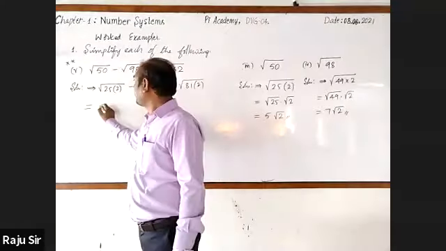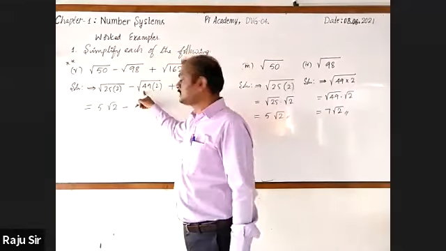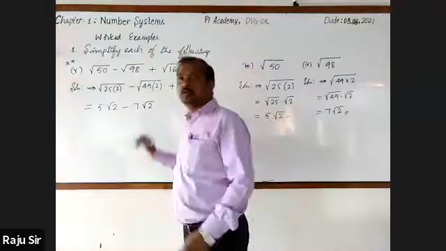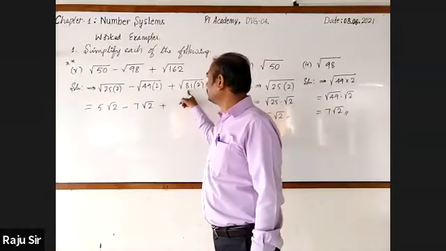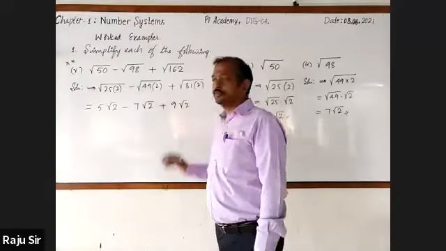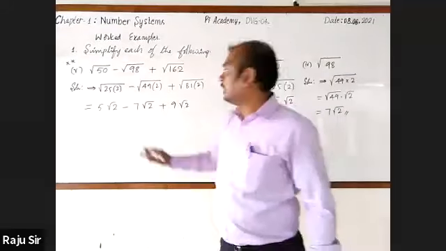Shreya, what is the square root of 25? 5, sir. 5 into root 2. Shreya, continue. Square root of 49? 7 into root 2. Then continue. Square root of 81? 9 into root 2. Yeah, 9 into root 2. Now, all are like surds.